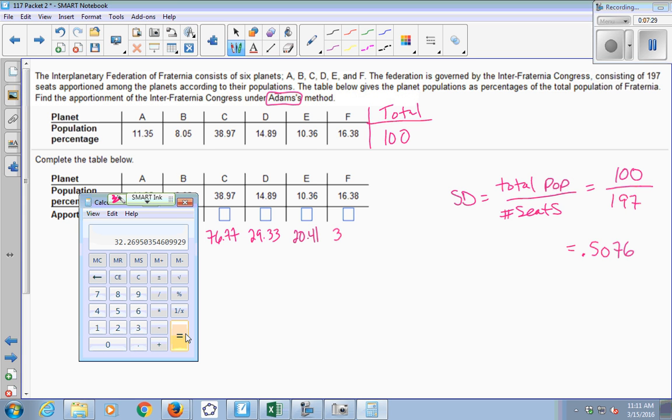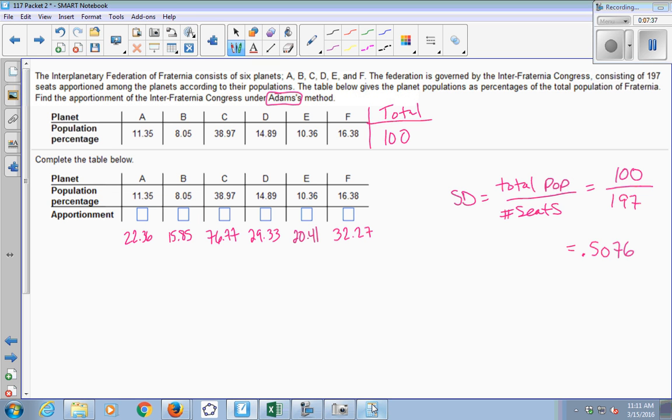A good rule to go by is, if you're not told how many decimal points, 2 is usually good. Okay, so this is what we call the standard quota. That's exactly how many seats each state should get, or each planet in this case. Next thing is that we're doing Adams method.